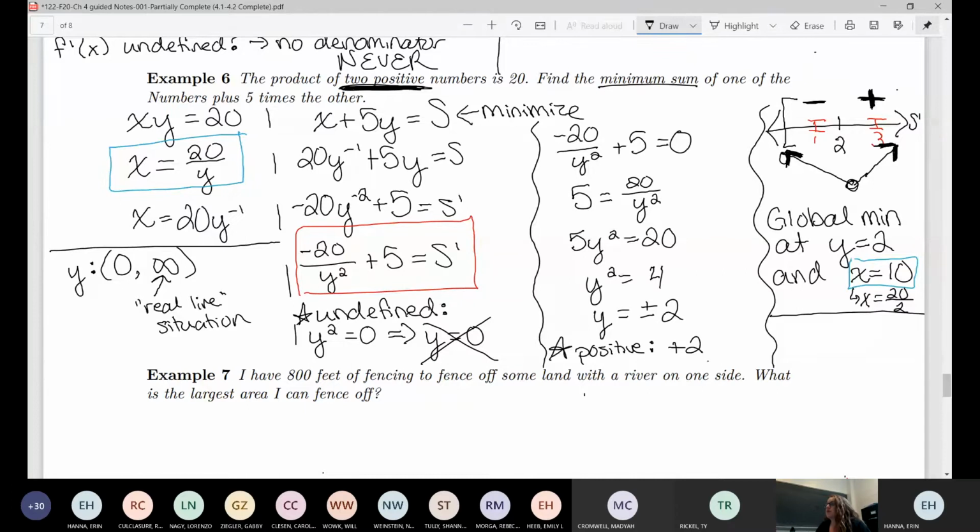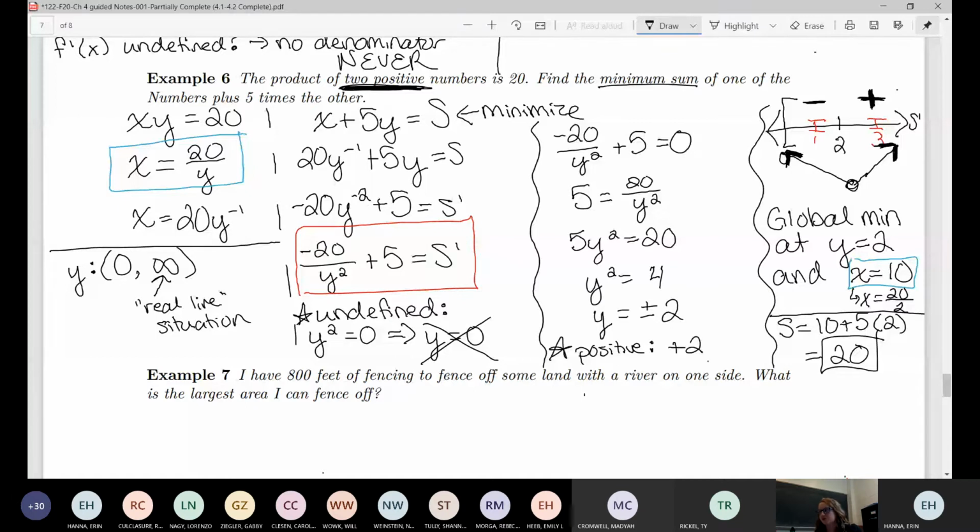Now with these contextual ones, you always want to go back at the very end and reread the question and then make sure that you have actually answered what they asked of you. So they ask us to find the minimum sum of one of the numbers plus 5 times the other. So they actually want to know the sum. Now that we know x and y, we can find the sum. So the sum would be our x value of 10 plus 5 times our y value. So the sum that they actually care about is going to be 20. So that's the minimum sum in that situation where we have two numbers that are multiplied together to get 20, and we take the sum to be one of the numbers plus 5 times the second.